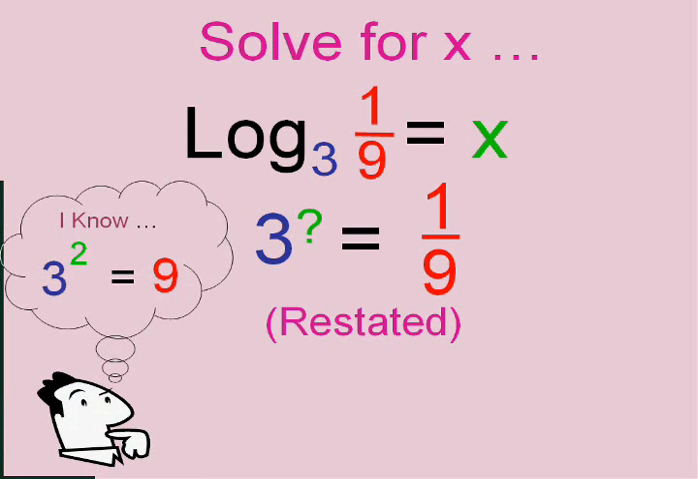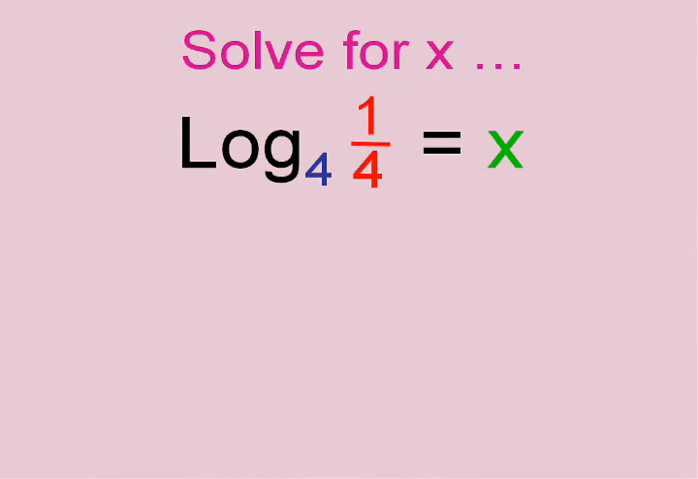Because 3 squared is 9, I want 1 over 3 squared. We want to raise it to the negative 2, because that'll give us the reciprocal. You have to know all the rules of exponents here to solve logarithm equations. Let's try another one.